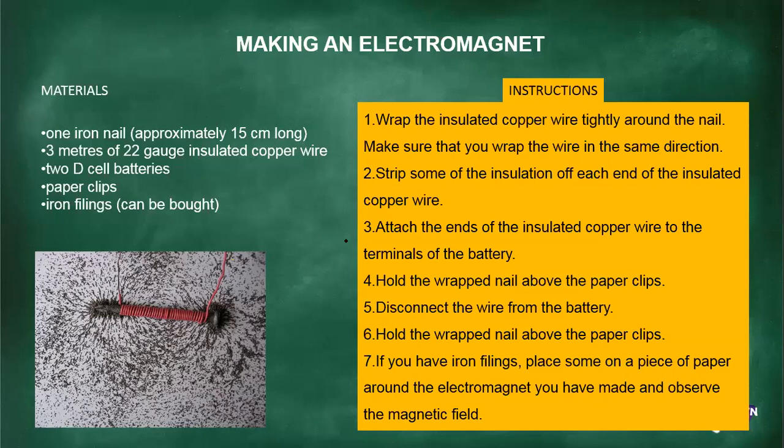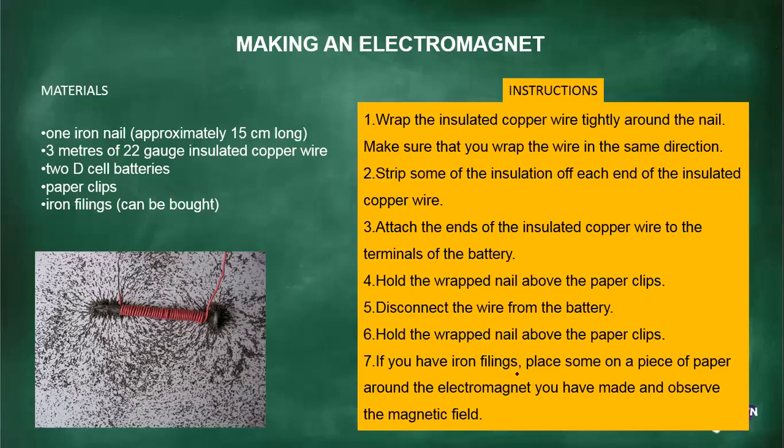Then you're going to attach the ends of the insulated copper wire to a terminal of the battery. So basically what you're going to do is take that copper wire after you twist it, and attach it to the battery. And then you can use masking tape or insulation tape to hold it together. Okay. And then you're going to hold the wrapped nail above the paper clips. Then you're going to disconnect the wire from the battery and hold the wrapped nail above the paper clips.